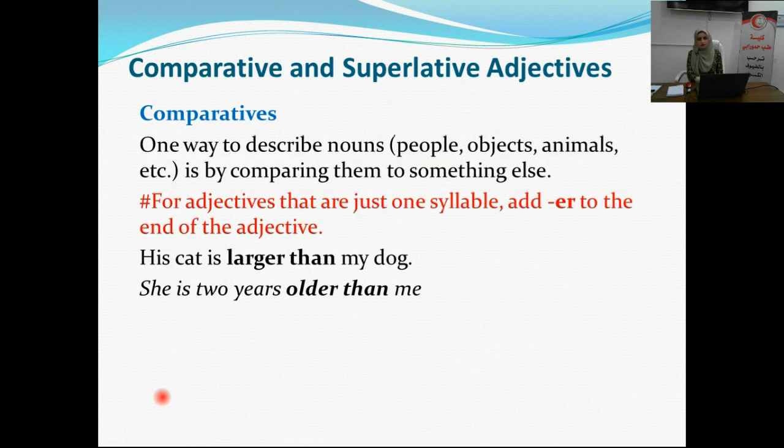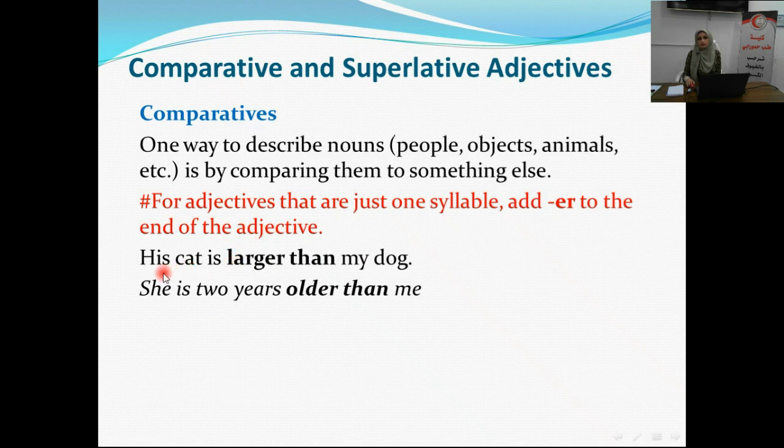Okay, with the comparative and superlative adjectives, we also have to pay attention to this topic, since we commonly use it. One way to describe nouns, people, objects, animals, etc. is by comparing them to something else. Here we have two things, or two people, two objects to be compared. So we are going to use the comparative degree of the adjective. And we have to notice that for adjectives that are composed of just one syllable, we are going to add the ER to the end of the adjective.